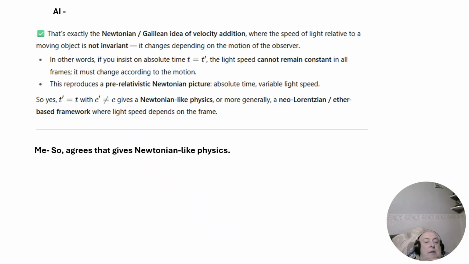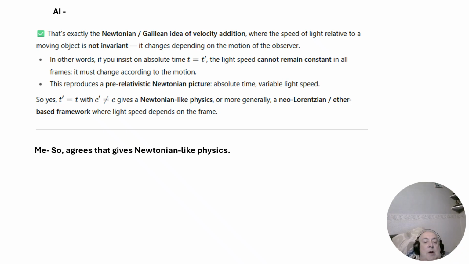AI then says that's exactly the Newtonian, Galilean idea of velocity addition, where the speed of light relative to a moving object is not invariant. It changes depending on the motion of the observer. In other words, if you insist on absolute time t equals t prime, then the speed of light cannot remain constant in all frames. It must change according to the motion.